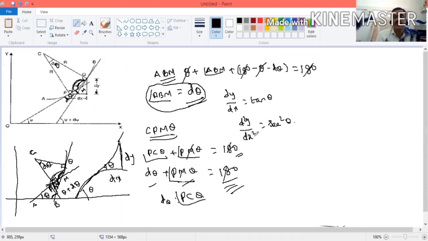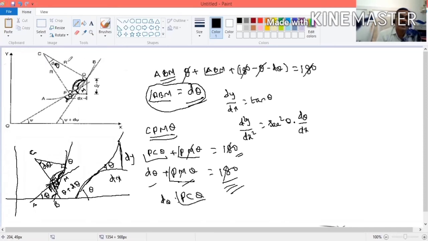We are differentiating with respect to theta, and we are differentiating with respect to x. If you differentiate with respect to theta, it is secant square theta. But if you are differentiating with respect to x, again you will get d theta by dx.